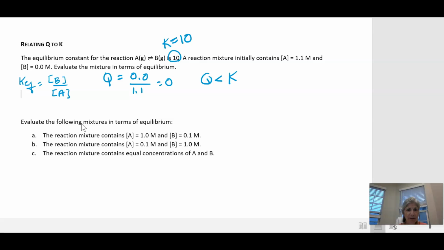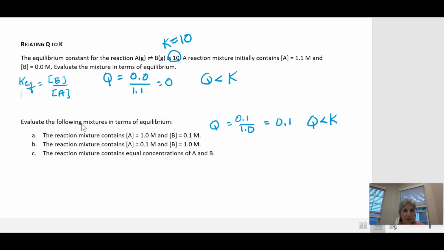Now we're asked to evaluate the following mixtures. The mixture contains the following. So let's write Q equals 0.1 divided by 1.0. This is 0.1. You can see that Q is much less than K. Therefore, the system is not at equilibrium. More B must be produced, more product must be produced. The numerator must get larger in order to establish equilibrium.